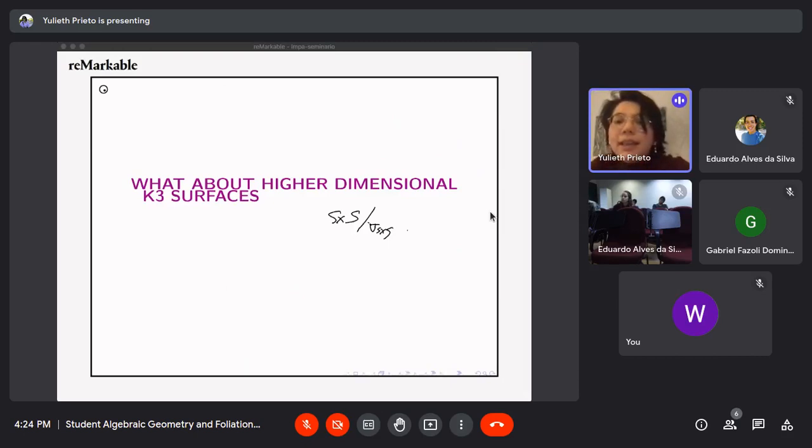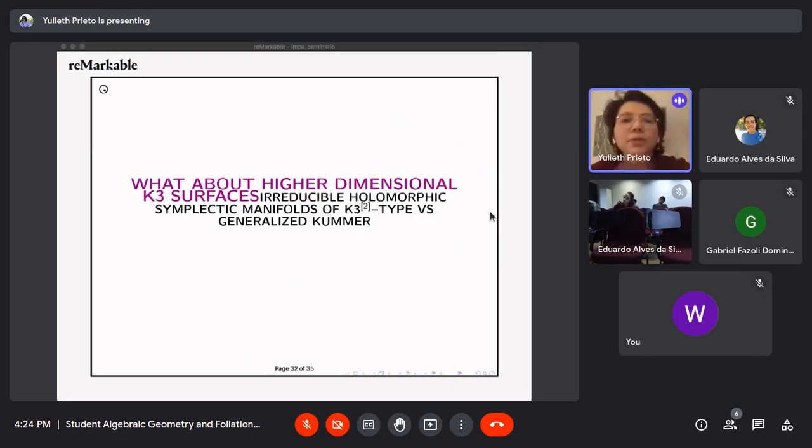And basically, there are notions here that I started to work on, in terms, for example, of K3^[2] type and the generalized Kummers. So there is something that we can say at least for this kind of hyperkähler manifolds, or irreducible holomorphic symplectic manifolds of K3^[2] type. So let me just remind what this is.